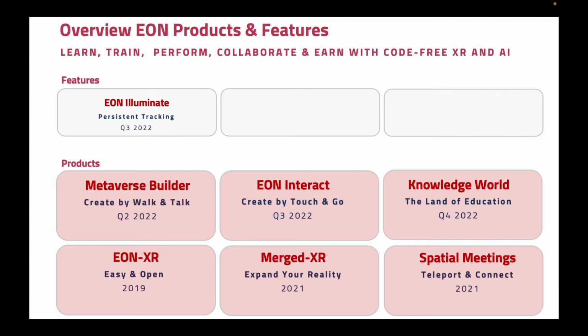And with this comes also a bunch of new features. Illuminate provides you persistent tracking. Universal provides you availability on an expanded number of devices. We are more than 30 plus. And the marketplace enables you to learn and earn.